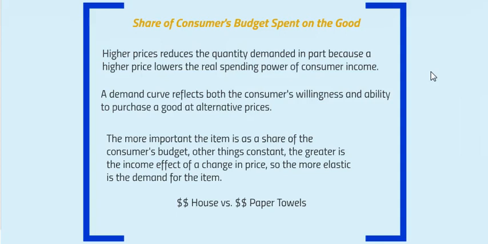The more important the item is as a share of our budget, the greater is the income effect of a change in price. So the more elastic is the demand for the item. This is why the quantity of housing demanded is more responsive to a price change than the quantity of paper towels demanded. We buy paper towels no matter what. We may put off buying a house if housing prices go up.